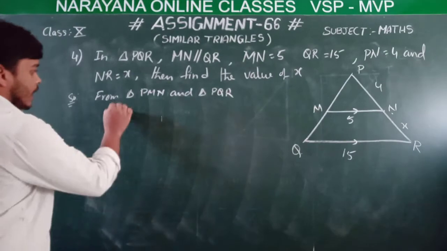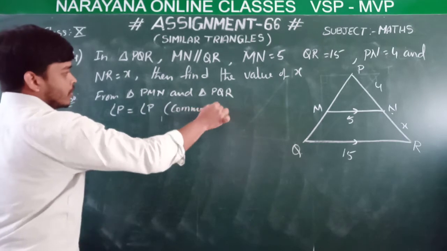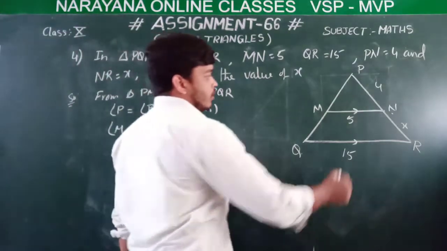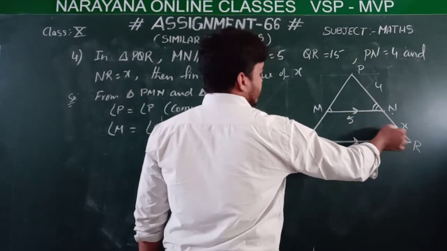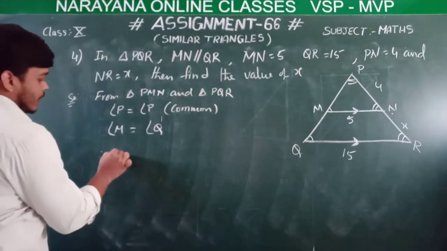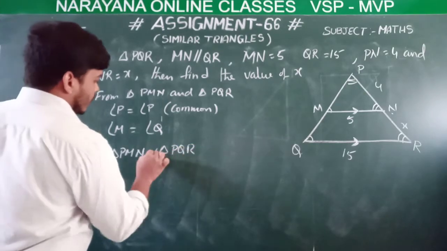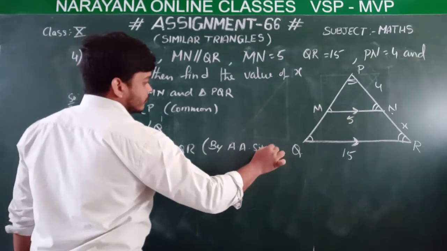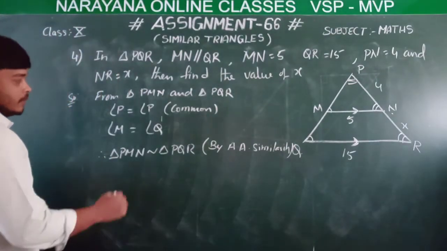Here if you observe, angle P is equal to angle P, this is common, and angle M is equal to angle Q. Why? Because MN is parallel to QR, these two angles are equal. Automatically these two angles are also equal. This is the common angle. So therefore triangle PMN is similar to triangle PQR. Which criterion? By AA similarity.